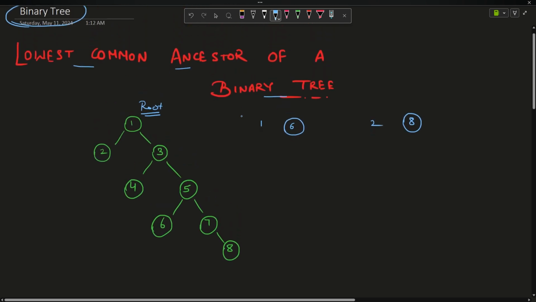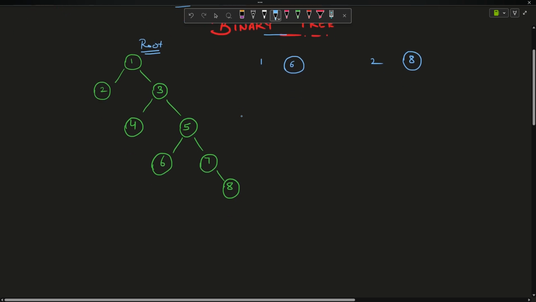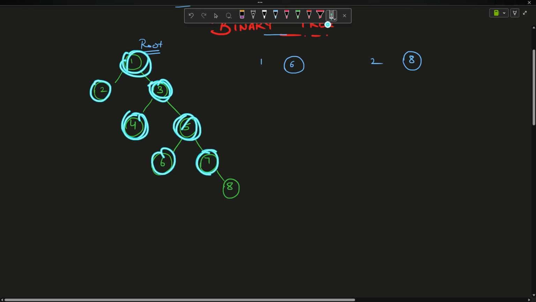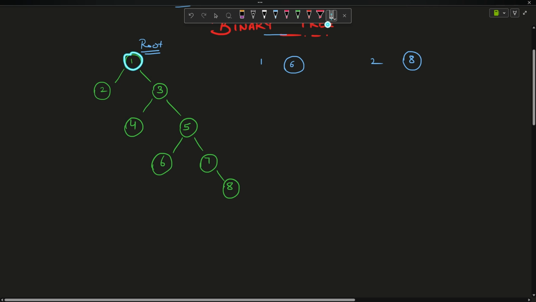Lowest common ancestor, what do I mean by that? We know about the children, that is, 1 is the parent of 2 and 3, 3 is the parent of 4 and 5, 5 is the parent of 6 and 7, 7 is the parent of 8, right? Now when we say that 1 is a parent of 2 and 3 and 3 is a parent of 4 and 5, can we say that 1 is the ancestor, or we can say grandfather, of 4 and 5, right?